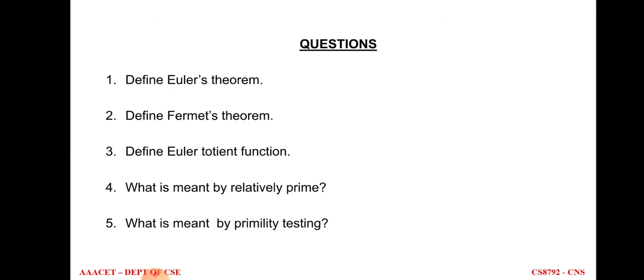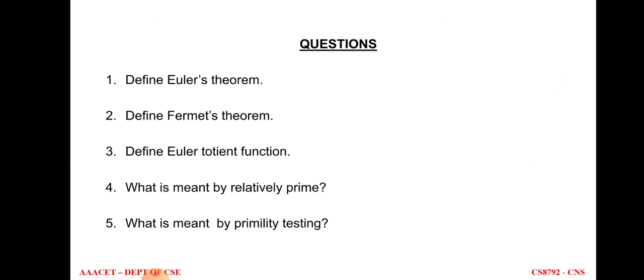So these are some of the questions. What is meant by relatively prime? What is meant by primality testing? It is nothing but we have to check whether the given number is prime or not. Relatively prime of two numbers is: if both numbers have the common divisor value 1, then those numbers are called relatively prime.